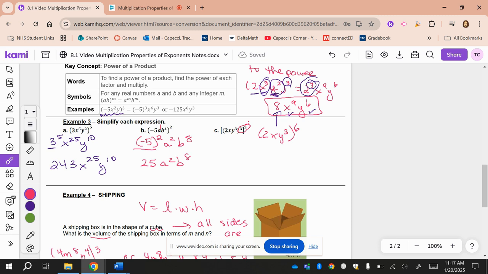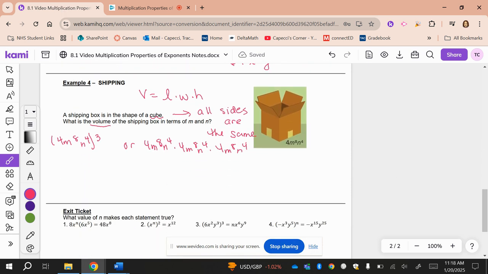to the 6th power. So that gives me 2 to the 6th, x, remember that's the first, x to the 6th, and y to the 18th. 2 to the 6th is 64, so my final answer is 64x to the 6th, y to the 18th.